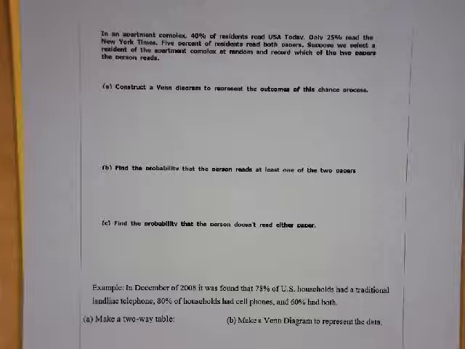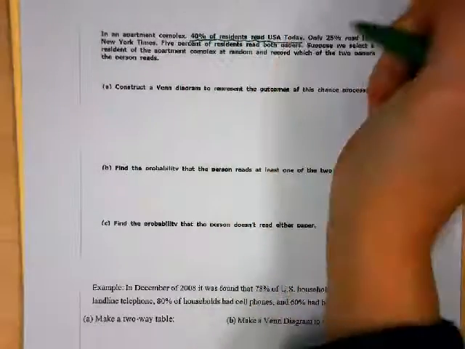We're going to find the probability the person reads at least one of the 2 papers, and then we're going to find the probability that they don't read either paper. So we're going to make our box first. Oh, before we do that, we should probably define our events. So 40% read USA Today, so I'm going to define event U to mean they read USA Today.